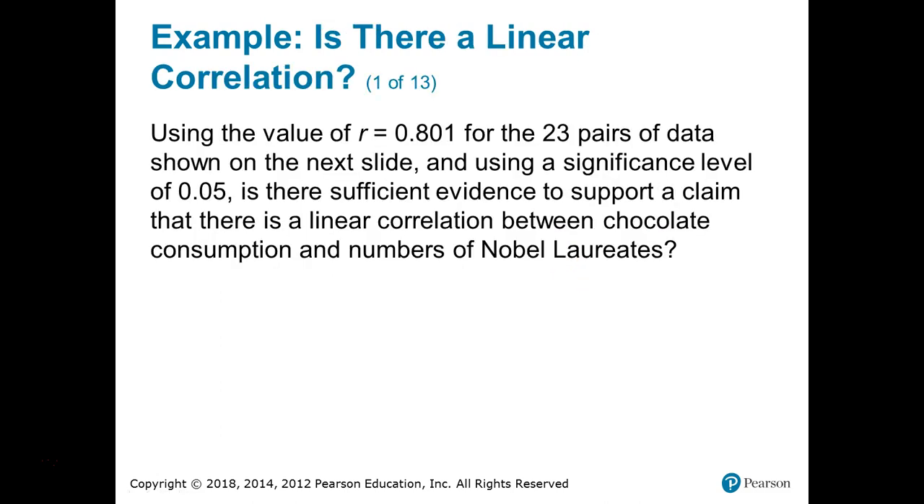Okay. Meat and potato example. Bringing it all together. So here is the good example. Everything's building up to this. So we have 23 pairs of data, as shown on the next slide. We are going to use a significance level of 0.05. Here's the claim. Is there sufficient evidence to support a claim that there is a linear correlation between chocolate consumption and the number of Nobel Prizes?